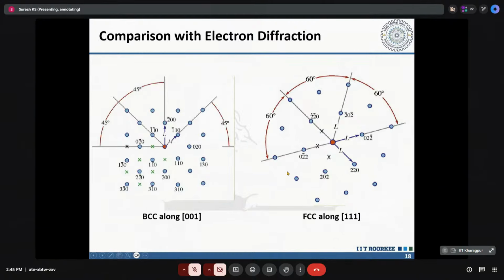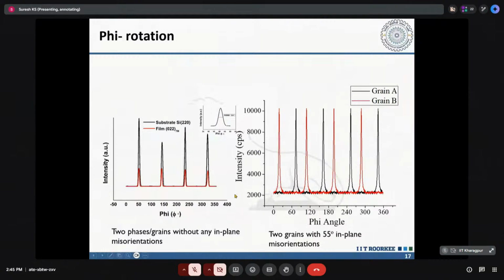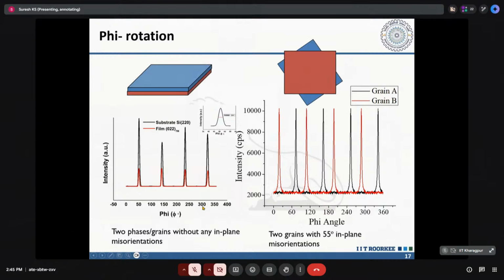So this is the reason why we are going to have this multiple one. A combination of this phi rotation along with the chi rotation allows us to get both the HKL and UVW. So the chi will tell us by what angle the HKL plane is tilted with respect to some reference axis, and locating the multiple peaks along the phi helps us to identify what is the UVW direction which is parallel to the rolling direction.